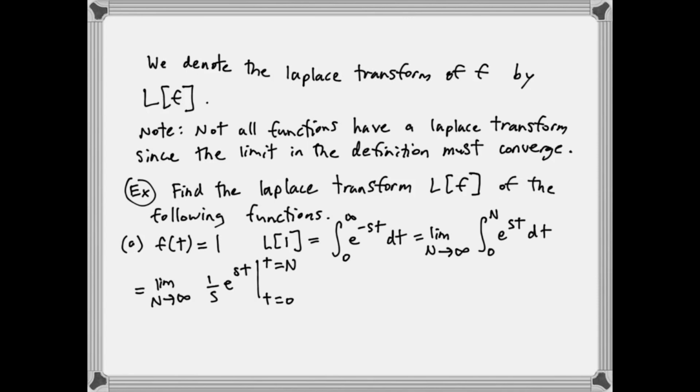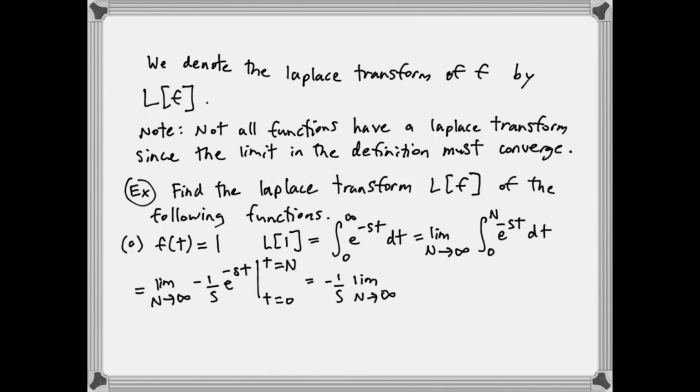So this ends up being... oh, I just realized I made a mistake. Somehow my negative sign disappeared. There's a negative here, which actually means that this should be negative 1 over s e to the negative st, right? And so this is equal to the limit as, you know what, I can even pull the negative 1 over s behind the limit because it's got no n's in it, right?